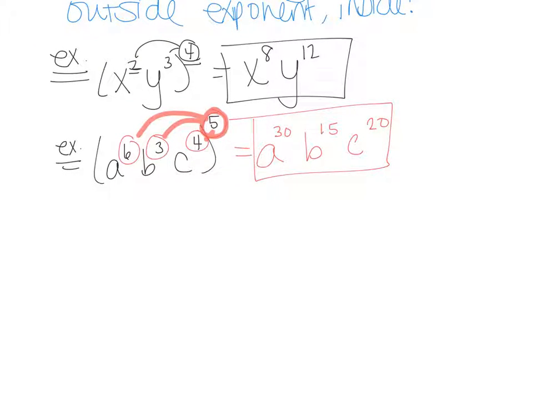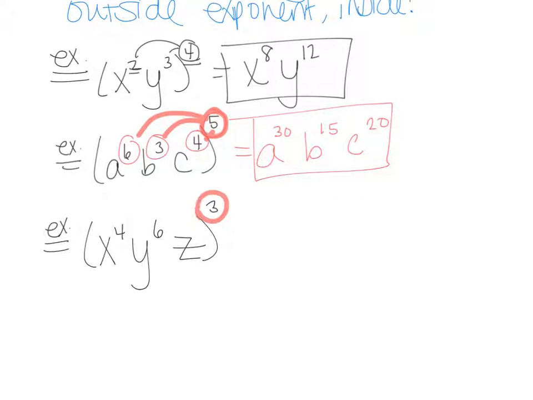Let's look at another one. What if I had x to the 4th, y to the 6th, and z all raised to the 3rd power? How do I know I have to distribute? I have a number on the outside of my parentheses. So I'm going to distribute 3 to 4, 3 to 6. But notice, I have nobody to distribute z to. But I have to distribute it to everybody. So you've got to think about it. Well, what's z's exponent since it doesn't have one? Well, it has an exponent of 1.